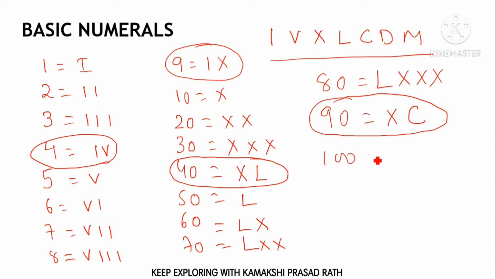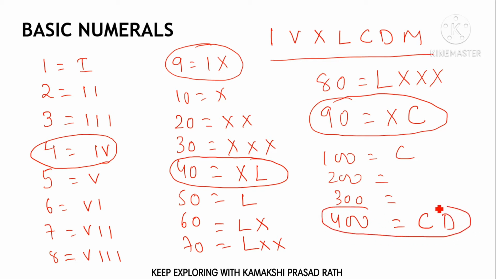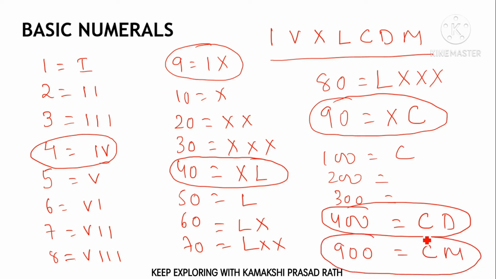Then we have 100, that is C. Similarly, we can write 200, 300. When 400 comes, we write it as CD, that is 500 minus 100. I cannot write C 4 times, so for 400 we use CD. Similarly, we can write 500, that is D, then 600, 700, 800. When it comes to 900, it is CM. If you remember this one, 900 is CM.